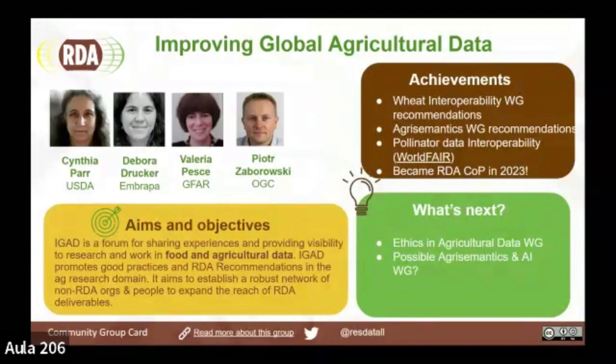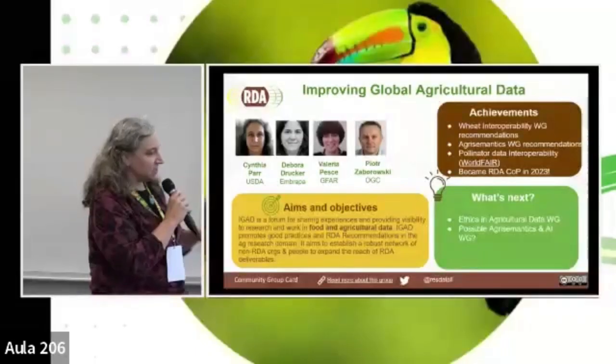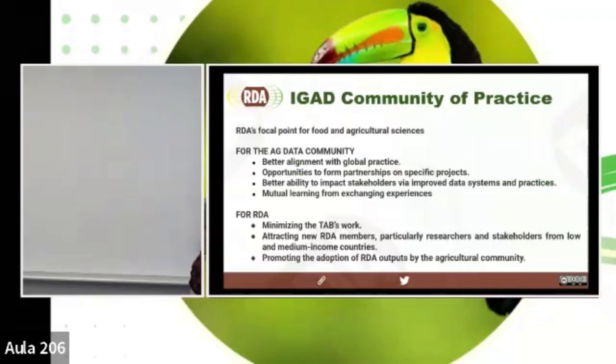And a few years ago, we transitioned to be RDA's first community of practice. So I'm going to talk a little bit about what that means and what I think we can do to help facilitate this group. I've just got a slide up here to show my co-chairs, some of the achievements, the working groups that we've helped put forward, and I'll say a little bit about the Ethics in Agricultural Data Working Group that Ryan mentioned as he introduced himself.